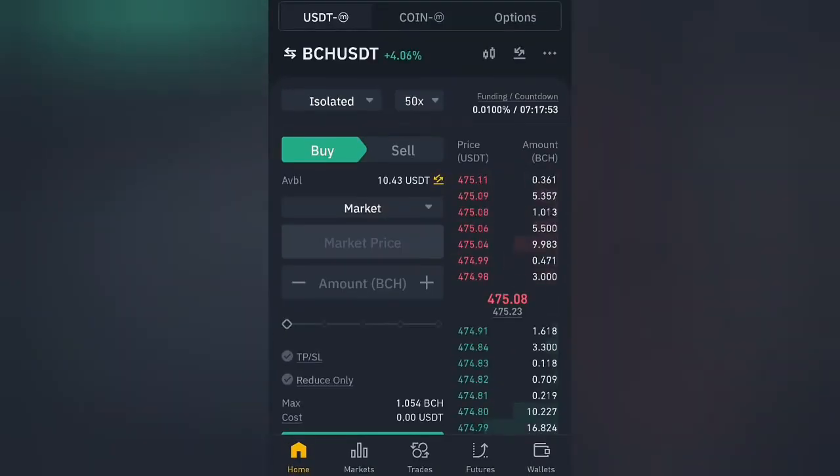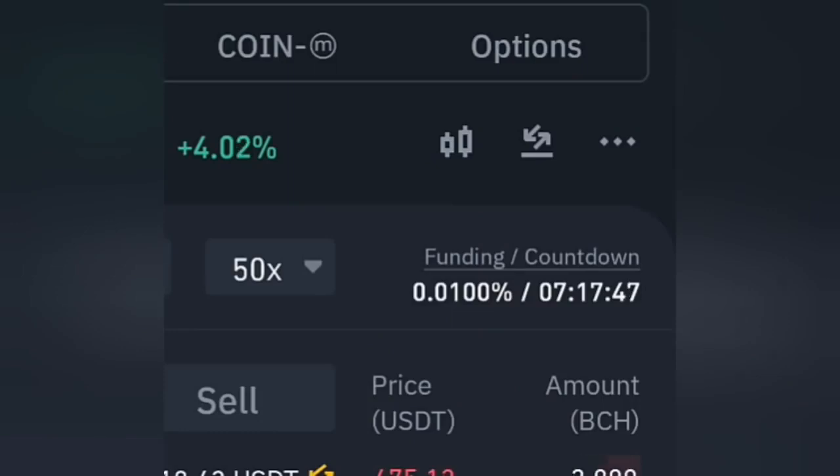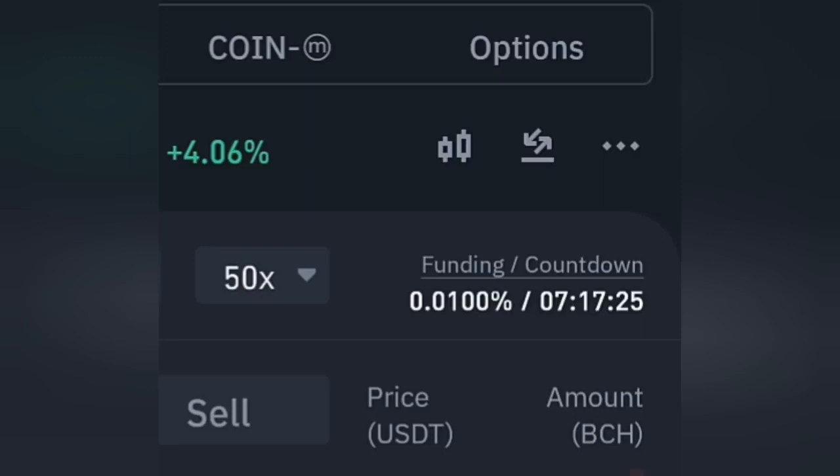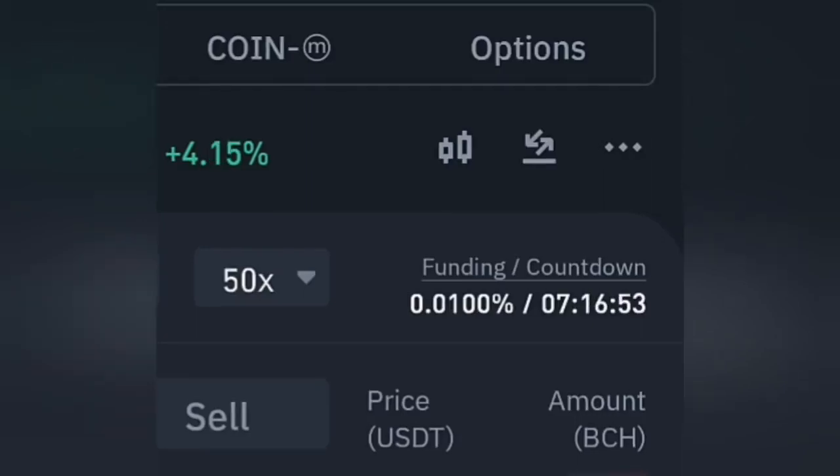If you look at the funding countdown section, you would notice two things. You would notice a percentage and a timing. When the funding rate, that means the percentage, is positive, Binance is going to be paying you small amount when you are in a short position. But when you are in a long position, that means a buy position, when the funding rate is positive, you would be deducted some amount. That means you'll be deducted small fees.